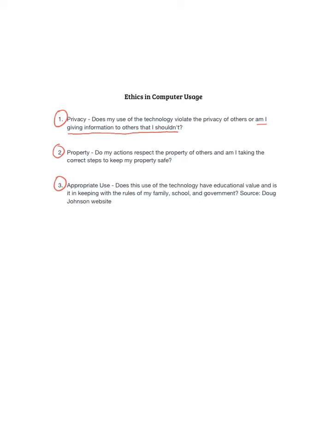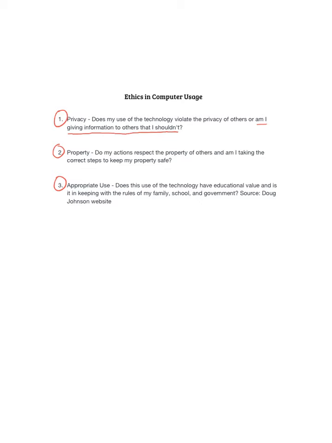But another issue could be, does my use of the technology violate the privacy of others? And so the privacy of others could be, for example, maybe I'm snooping in somebody else's email, or maybe I'm over at a friend's house and they went out of the room and I get on their phone and start reading their messages. That's still violating someone's privacy. So either one of those would be privacy issues.